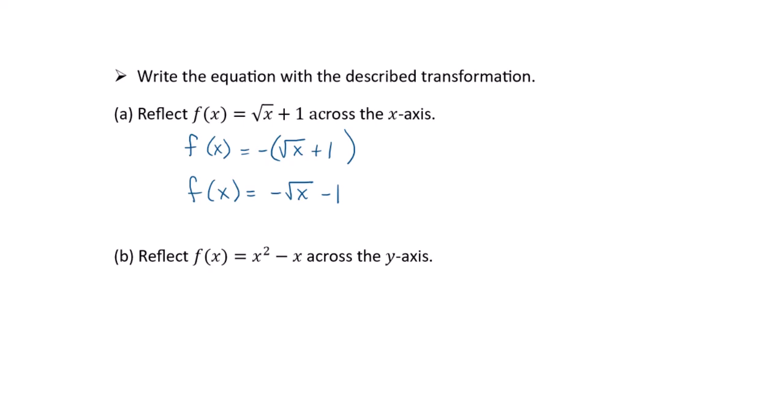Now, if we have this function f of x equals x squared minus x, and we want to reflect this across the y-axis, then we're replacing the x's with negative x's. So f of x is now going to be negative x squared minus negative x. So our new f of x is positive x squared plus x, and that reflects it across the y-axis for us.